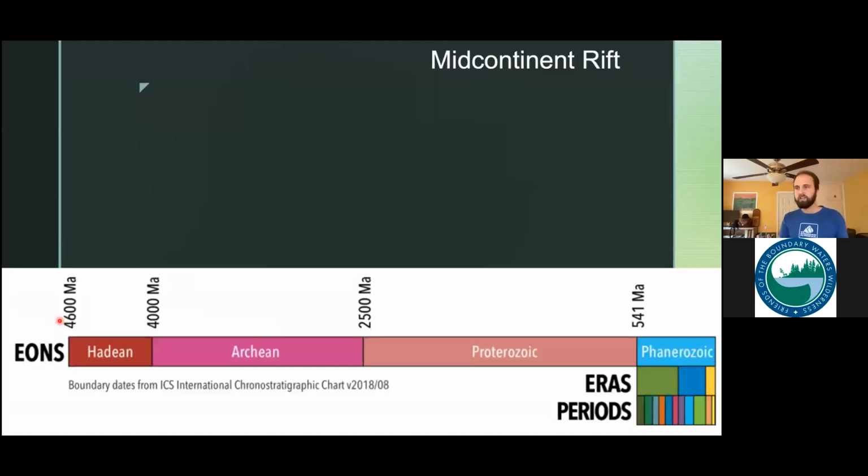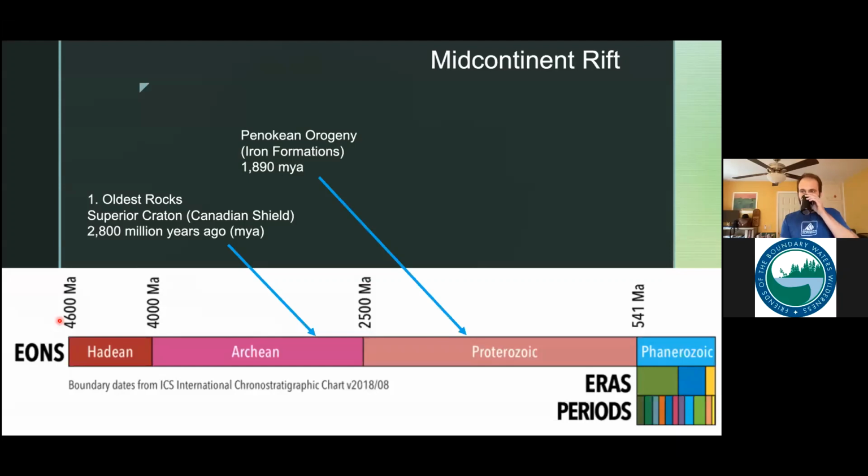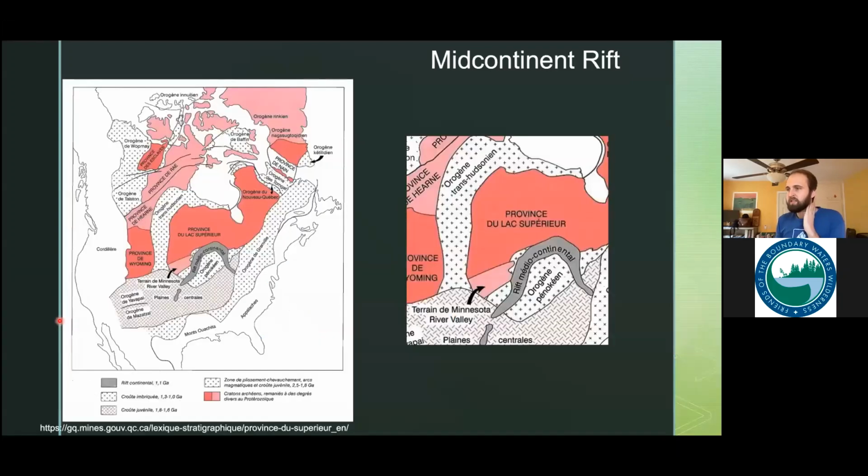Okay, so we're going back to this to move forward in time. So we looked at the oldest rocks, the Superior Craton. We looked at the Penokean orogeny, and now we're going to look at what's called the Mid-Continent Rift, which is when all the copper was deposited. So just to reorient us in space, the Mid-Continent Rift is this gray area that forms the ancestral basin of Lake Superior.